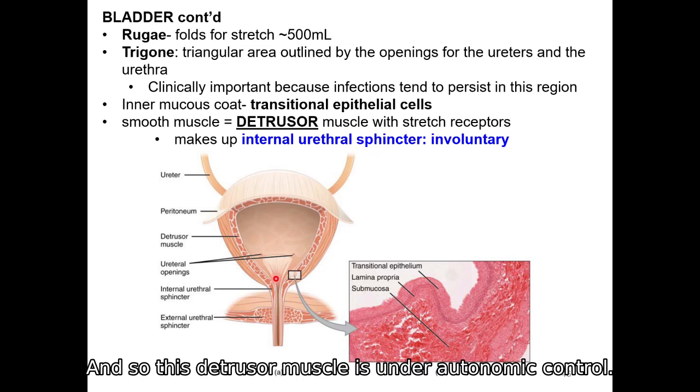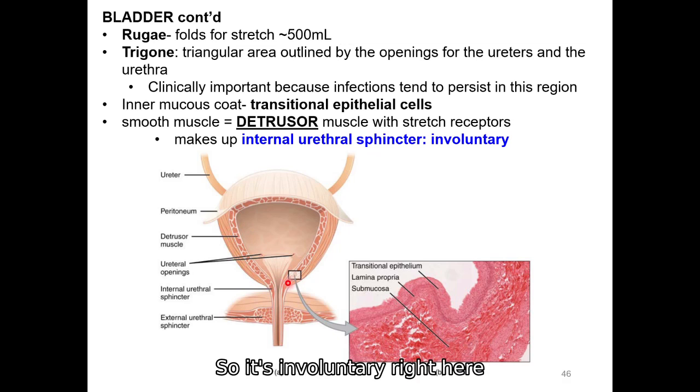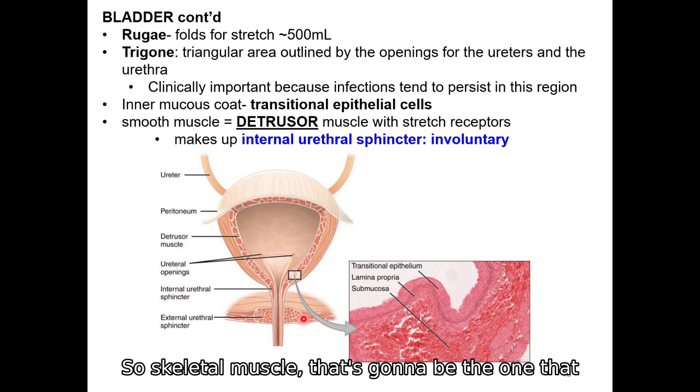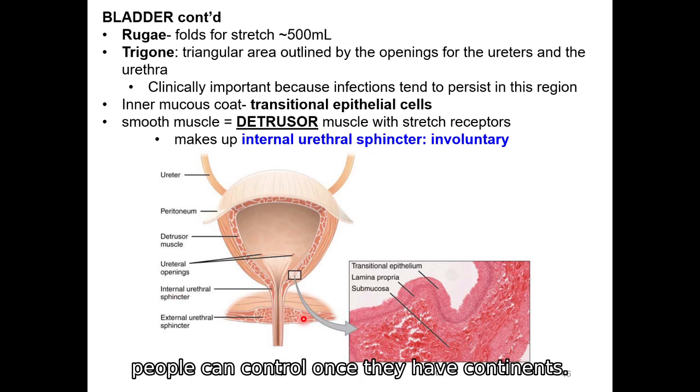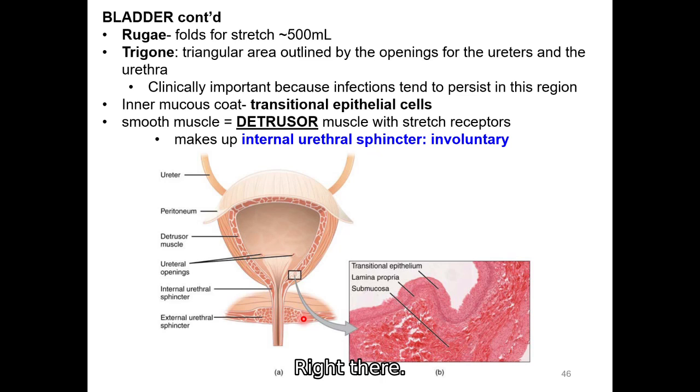We're going to look at the micturition reflex, and so this detrusor muscle is under autonomic control, so it's involuntary. Right here, where the opening of the urethra is the internal urethral sphincter. So that's where that's located. And then the part of the urethra in both male and female, where it goes through the urogenital diaphragm, so skeletal muscle, that's going to be the one that people can control once they have continence. So right there.